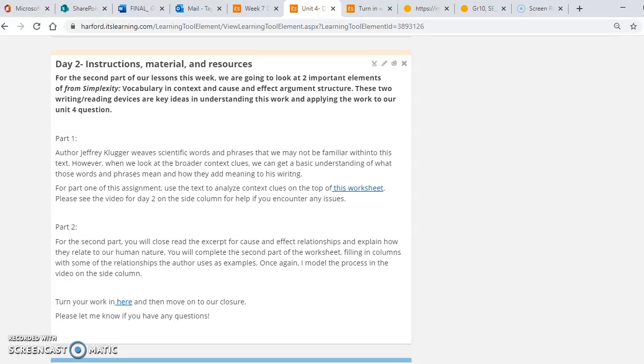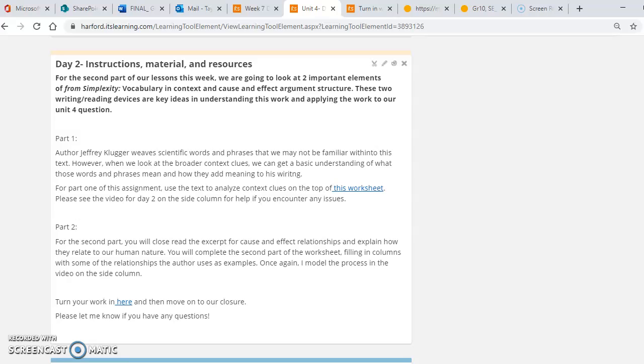So for part 1 of today's lesson, as you were reading, the author weaves scientific words and phrases that we might not be familiar with into this text. I don't know about you, but when I read it, I noticed some of the scientific language, and sometimes some of the words stumped me a little bit, but I was able to understand the basics of what he was saying because of the way he connected those scientific ideas to real life.